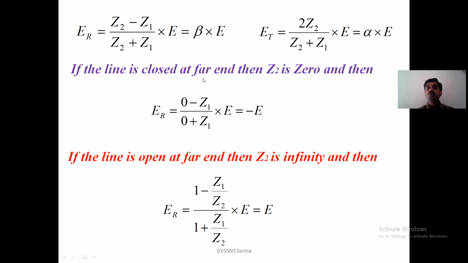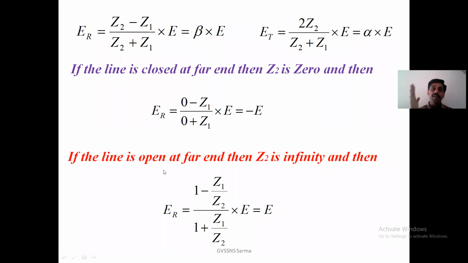So if the line is closed at the far end, then Z2 is 0. That means if it is closed at the junction far end, then we can take Z2 equal to 0. If you substitute Z2 equal to 0, then ER is equal to minus E. That means if it is closed, ER is equal to minus E, equal and opposite to the incident wave.